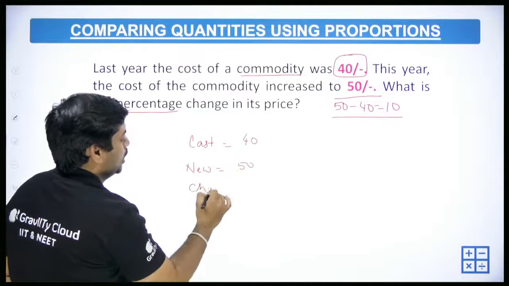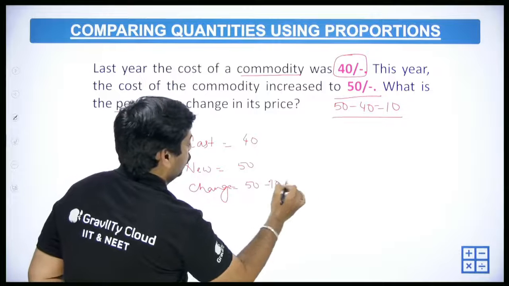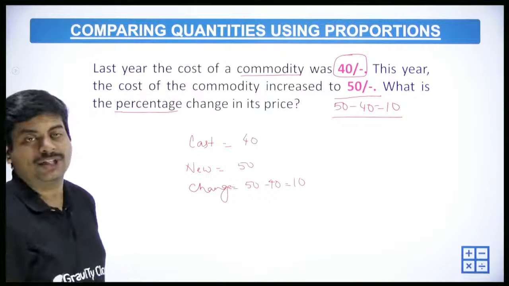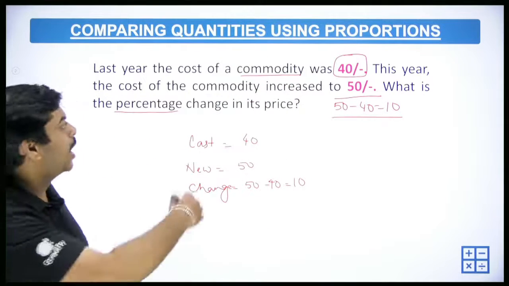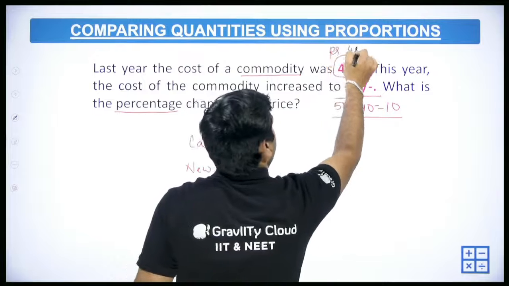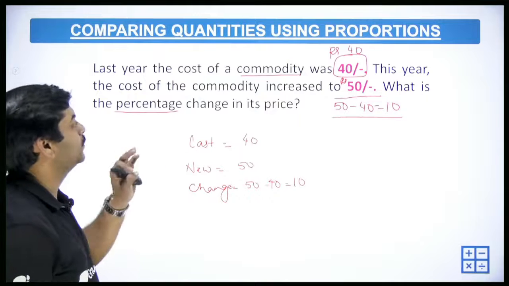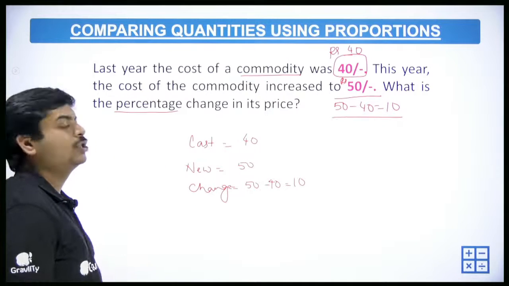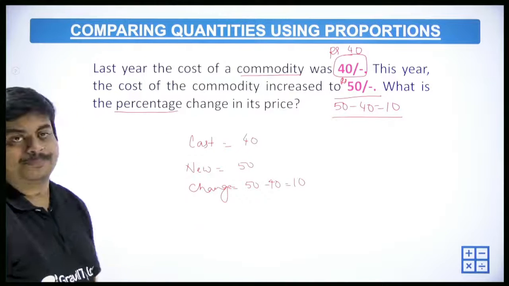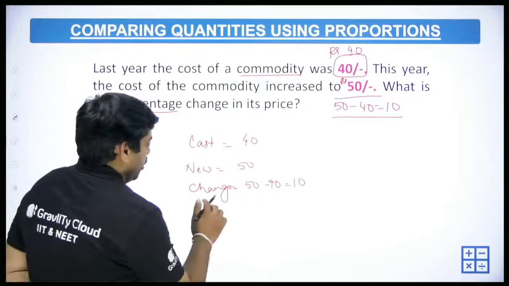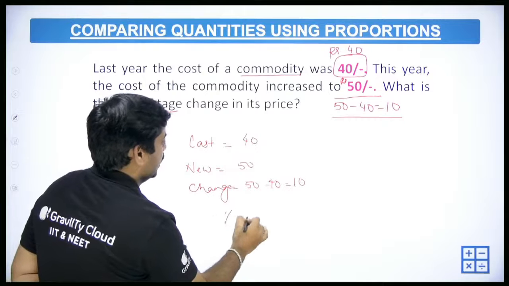So what is the change? Change in price is equal to 50 minus 40, which is 10. That is the change: a change of 10 rupees. This year, the cost of the commodity increased to 50 rupees. What is the percentage change in its price? Percentage change is per every 100, but here we are talking about 40. So how much is the percentage change?